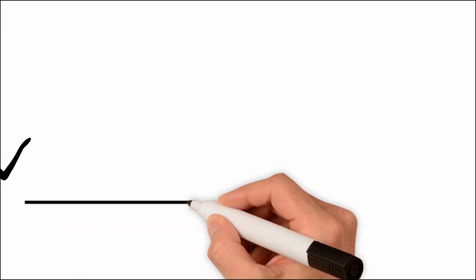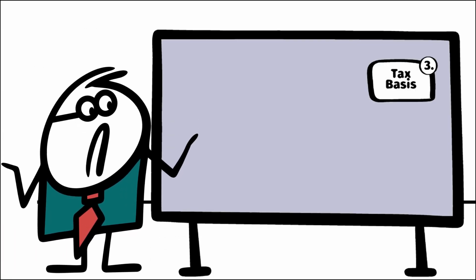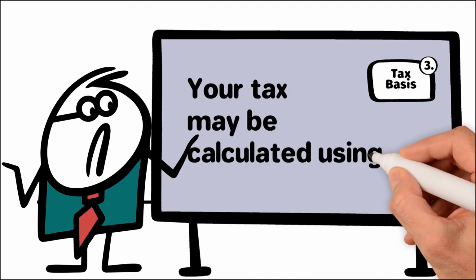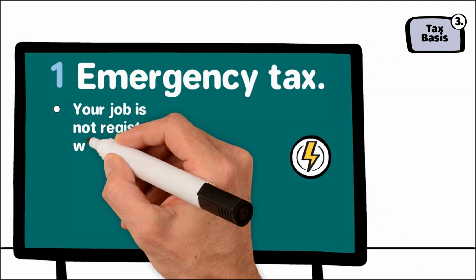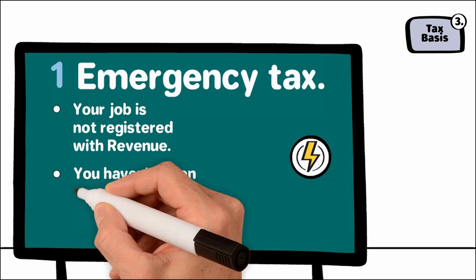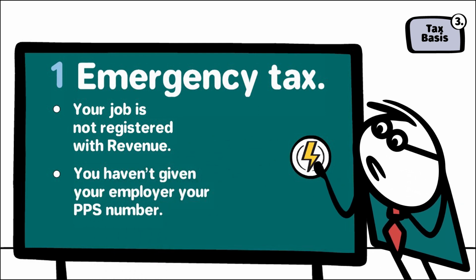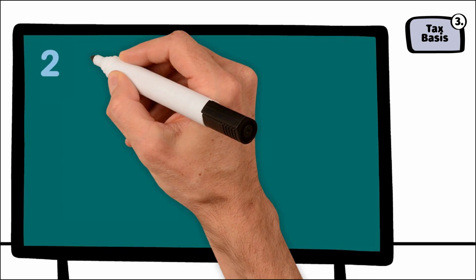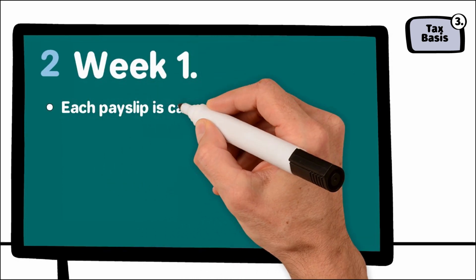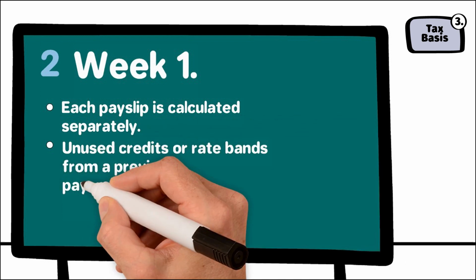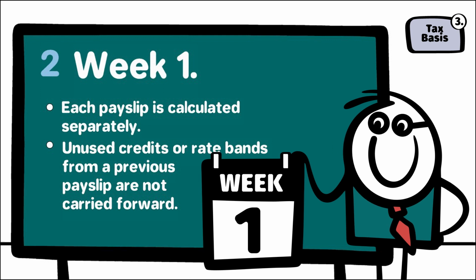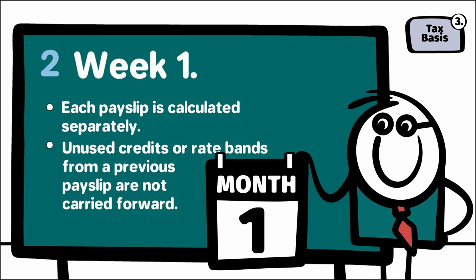The final element we will look at is the tax basis. Your tax may be calculated using one of three tax bases. Emergency tax. This occurs where your job is not registered with Revenue or you haven't given your employer your PPS number. Week 1. On a Week 1 basis, each payslip is calculated separately. Unused credits or rate bands from a previous payslip are not carried forward. This may also be known as a Month 1 basis, where an employee is paid monthly not weekly.